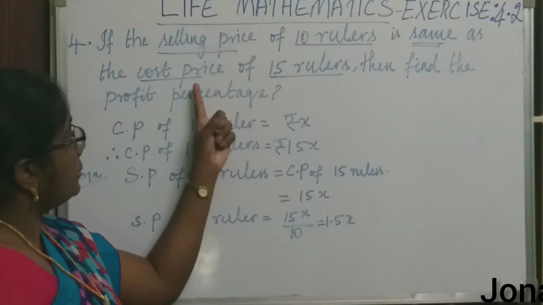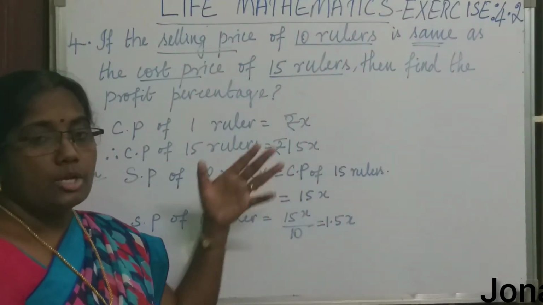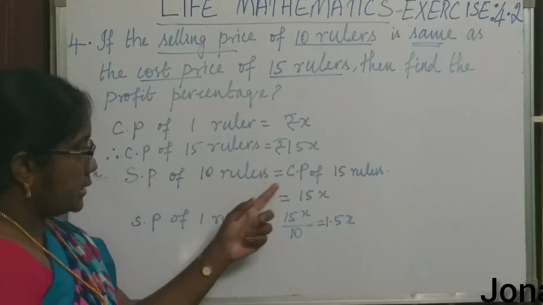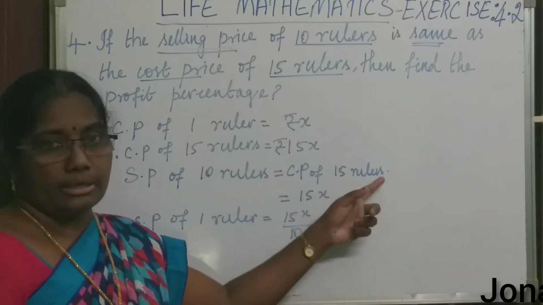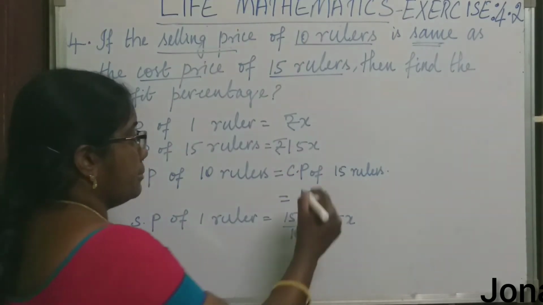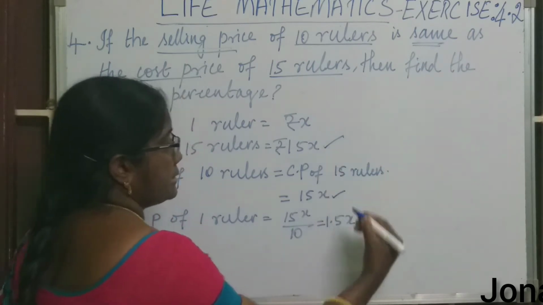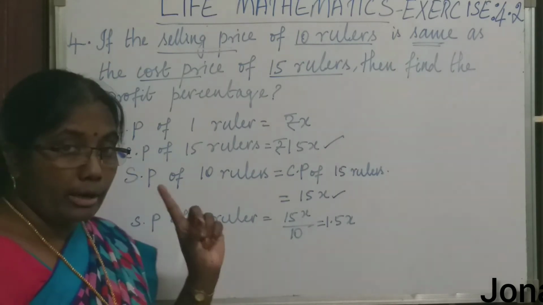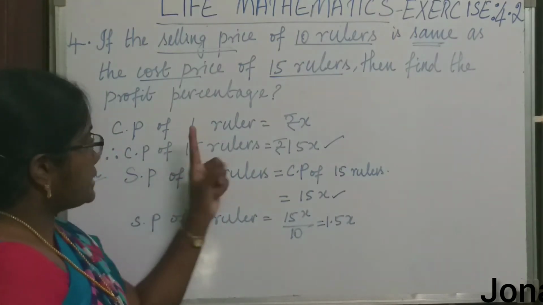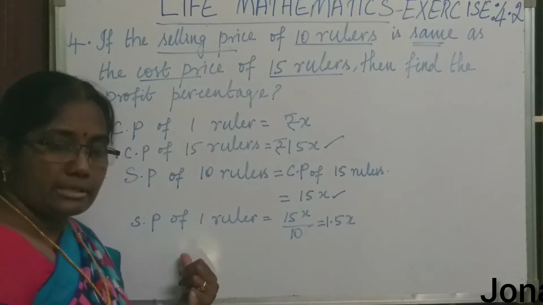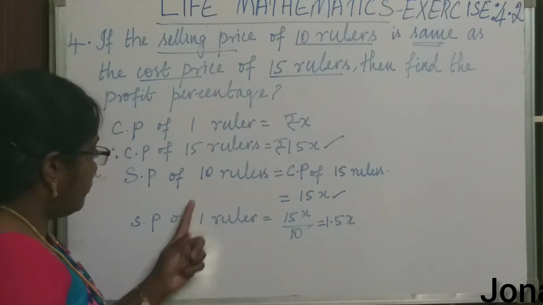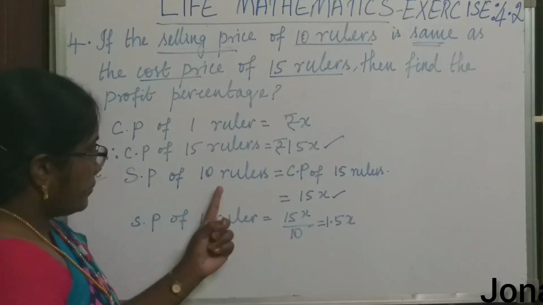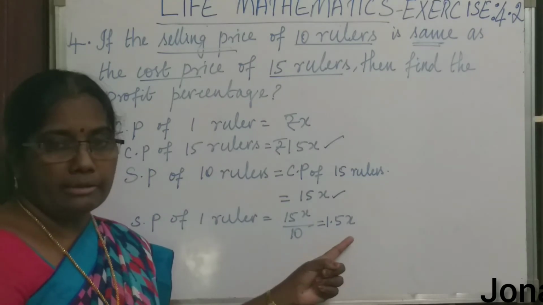So this is the same as the cost price of 15 rulers, isn't it? So I want to equate that. What is given? SP of 10 rulers equals CP of 15 rulers. This CP of 15 rulers is nothing but 15x. Then I want to find the SP of 1 ruler. So SP of 1 ruler equals 15x divided by 10, so I can get 1.5x.